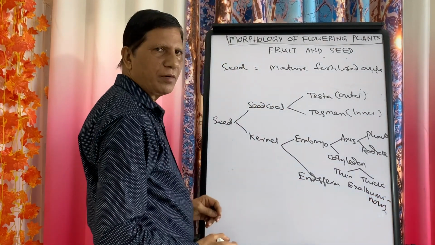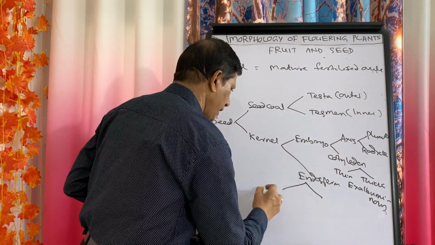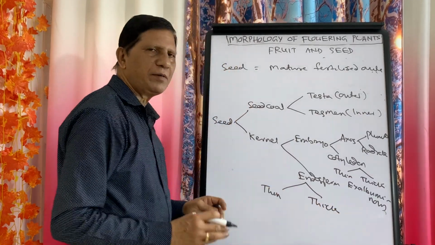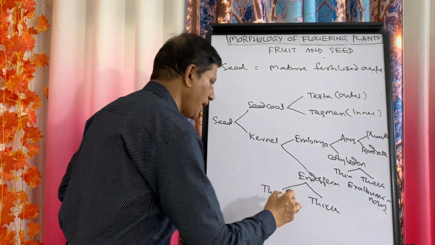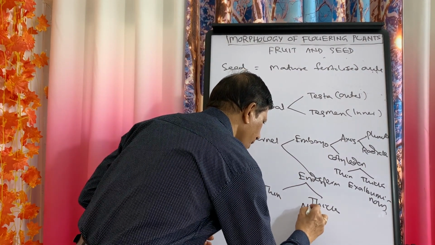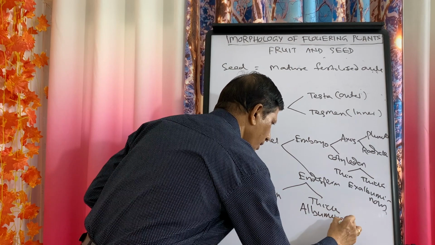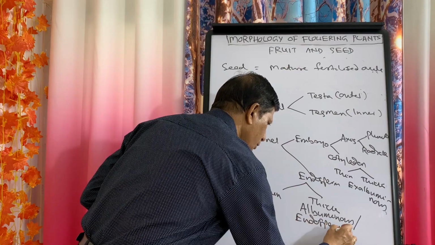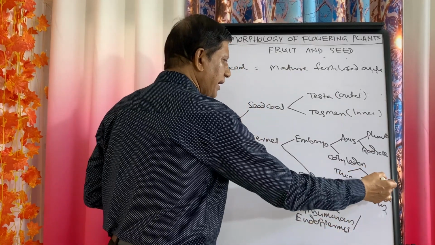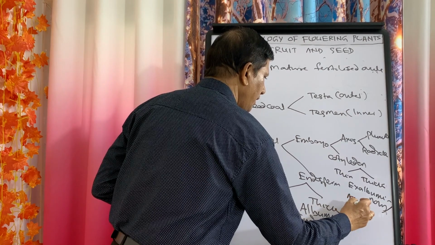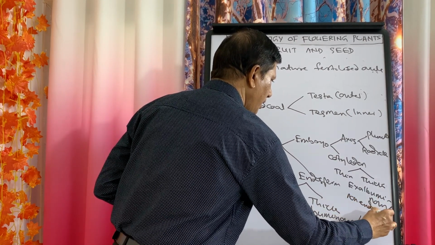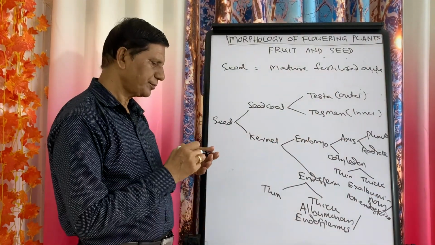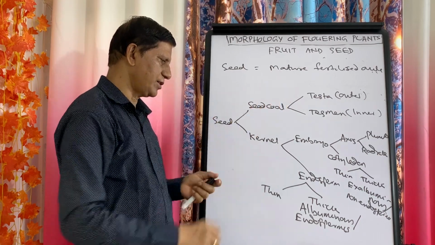Similarly, the endosperm may be thin or thick. When it is thick, that means it stores food materials, so it is known as albuminous or endospermic. And exalbuminous, we can also write as non-endospermic. So these are the different parts of a seed, whether it is a monocot seed or a dicot seed.